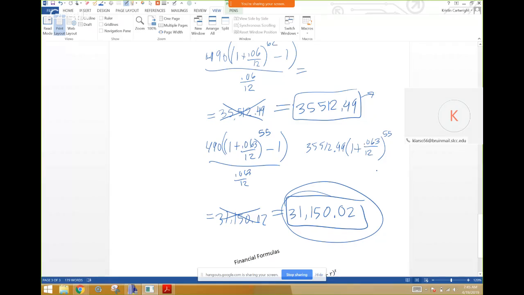And then let's see what that is. 0.063 over 12 plus 1, raised to the 55, times 35,512. So that turns into 47,364.79.